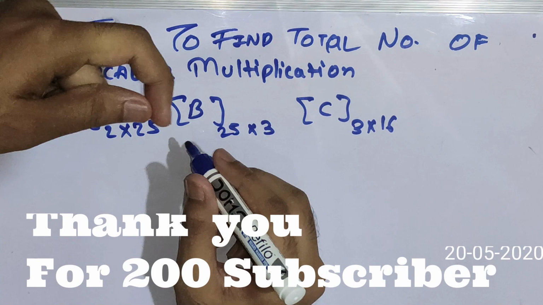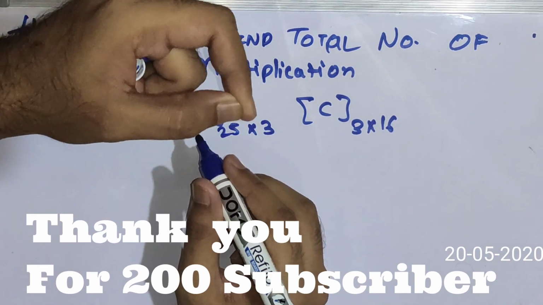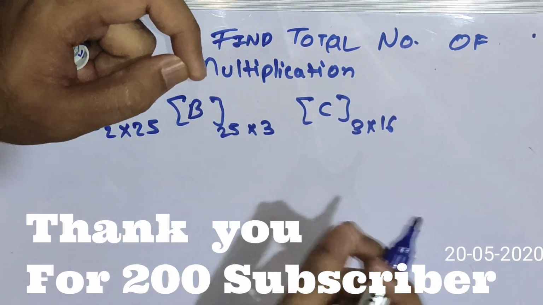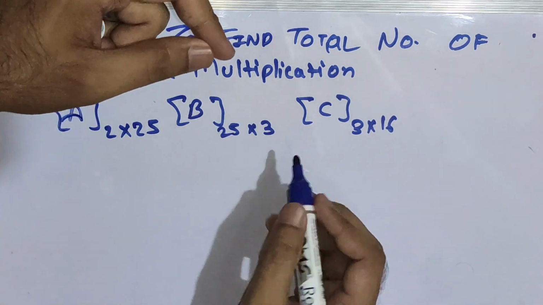Hello friends, today we are going to see the trick to find the total number of scalar multiplications in a matrix multiplication. So take a look at how I solve the sum.